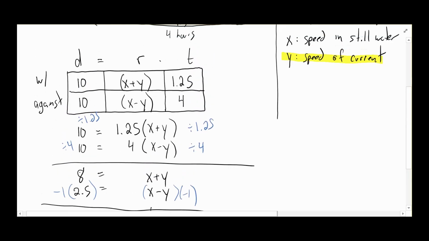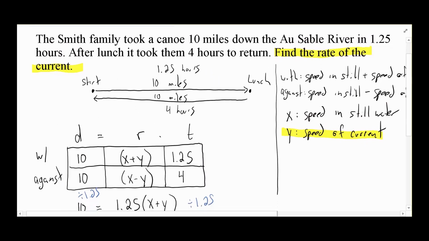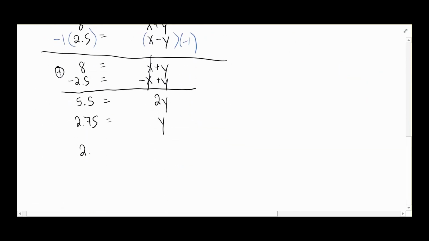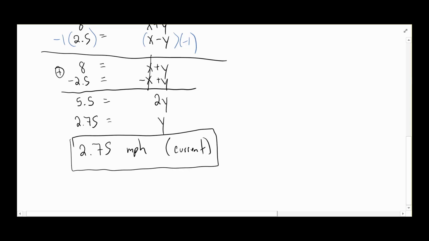If we come back up to the original question, the question was find the rate of the current. Our answer for y does answer that question. So 2.75 miles per hour is the speed of the current. And then to think about whether that answer makes sense or not, we can think about the fact that paddling a boat is similar to a walk or a jog to the point that 5 miles an hour makes sense. The current needs to be less than that because we're going to be able to fight against it. So this answer does make sense, that we have a current of 2.75 miles per hour.